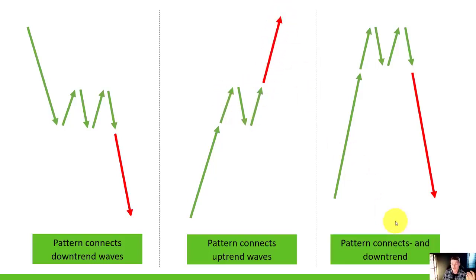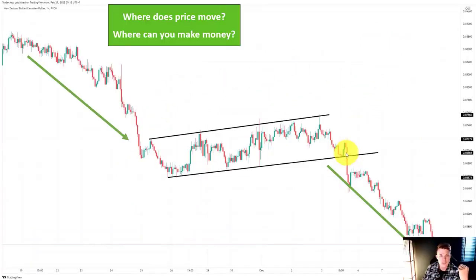And then on the breakout, the market continues. Or it can also be a trend reversal. The market is in an uptrend. The pattern is then marking the end of this previous trend. And once the market is triggering and breaking out of this pattern, the trend is reversed. So usually what we're going to see in this video is that the patterns are falling in one of those 3 categories. And you can ask yourself, where does price move? Where can you make money?